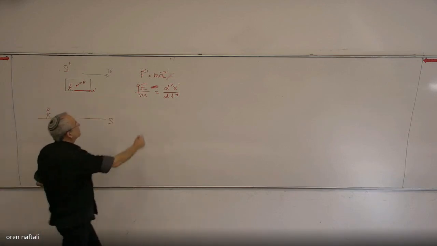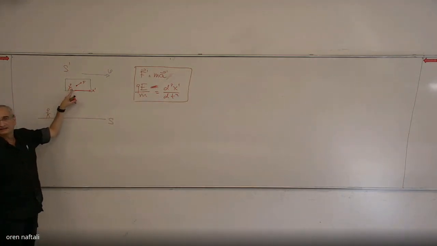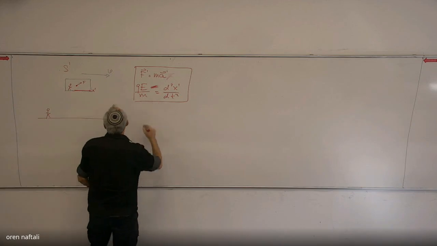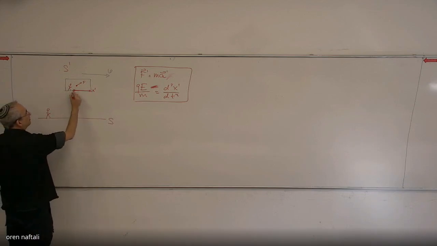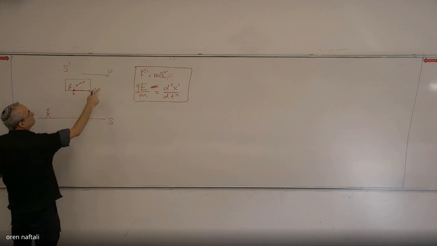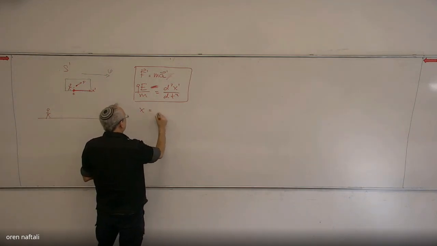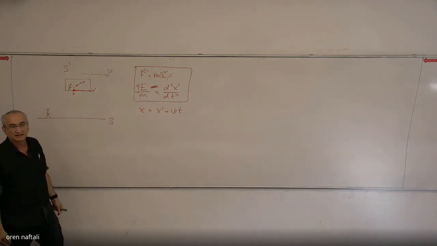This is a description of an experiment from the point of view of an observer standing still in the spaceship. What will be the description of this experiment by the observer standing here? The answer is that we first have to make a connection between the coordinate x prime and the coordinate x. This is very simple, because if this is the zero of x prime, it moves with the velocity v with respect to S. So we can say that x is x prime plus vt. This is exactly the relationship between x and x prime.